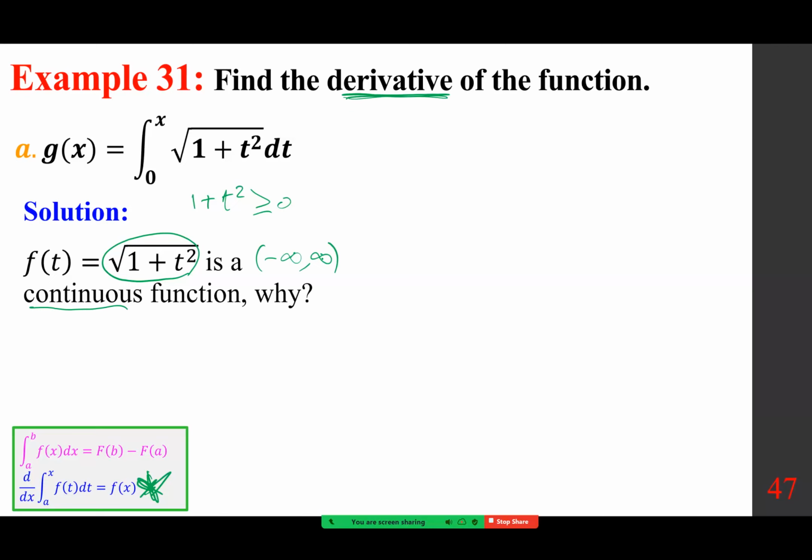Therefore, according to the fundamental theorem of calculus, all you have to do is replace the t with x. So g prime of x is the square root of 1 plus x squared, according to this FTC. So this says if the bottom is a number, whatever it might be, and you want to take a derivative of this expression, just replace the variable in there with the x.